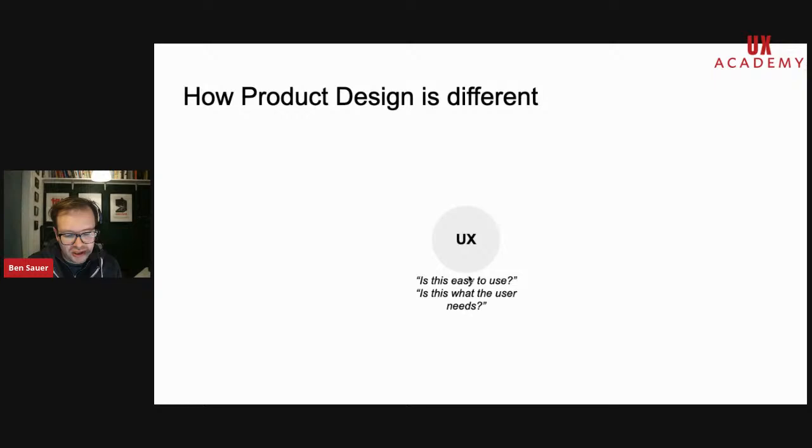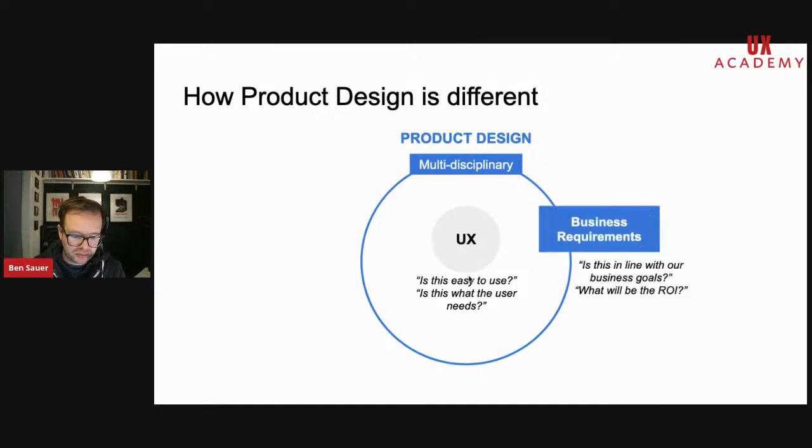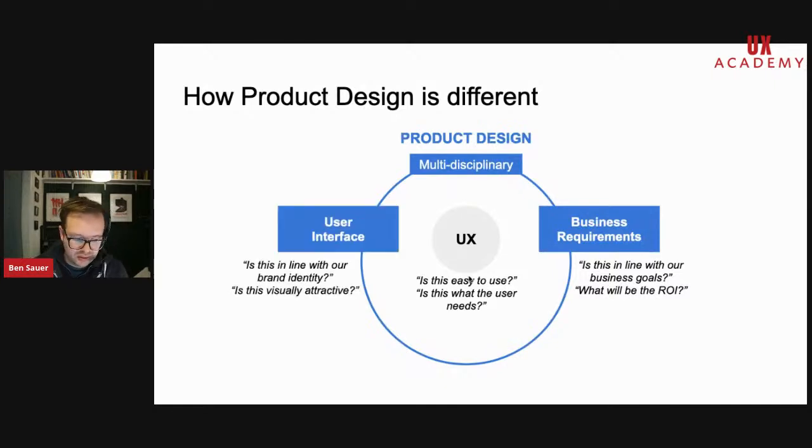So product design does ask those UX questions, and a good UXer will also be asking those questions too. Is it easy to use? Is this what a user needs? But product design is a bit more multidisciplinary. It takes a wider look, or rather, the business is asking more of somebody in that role. So business goals, return on investment. They might even be asking you to do all of the visual design. Is it visually attractive?